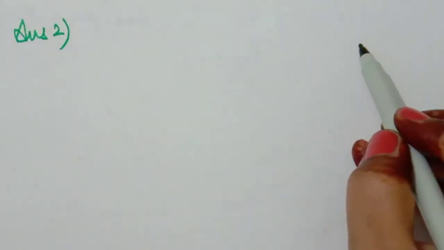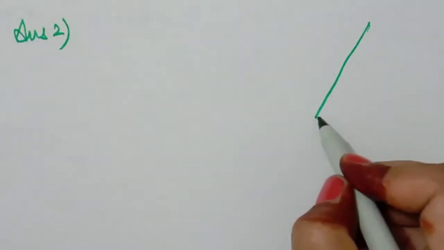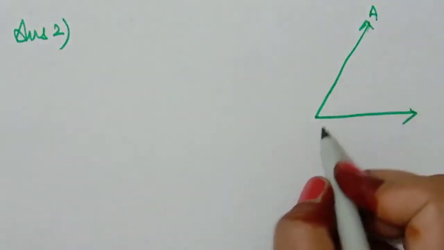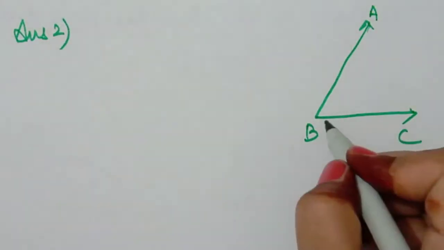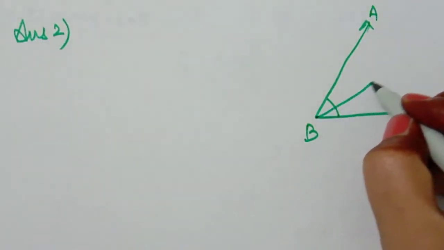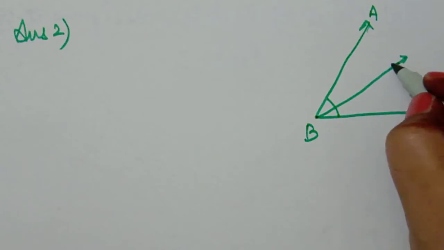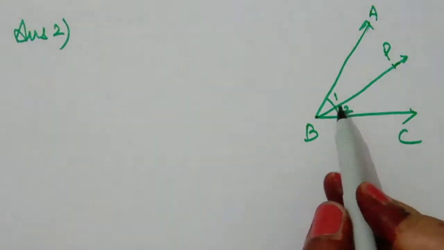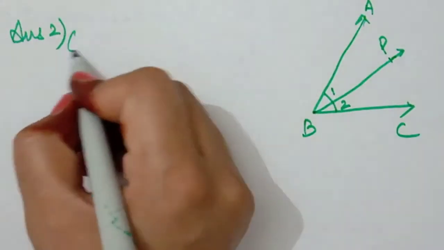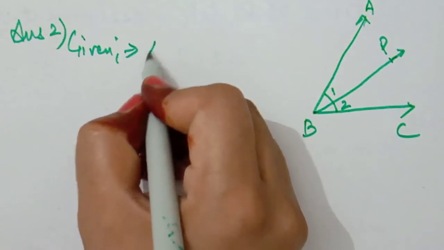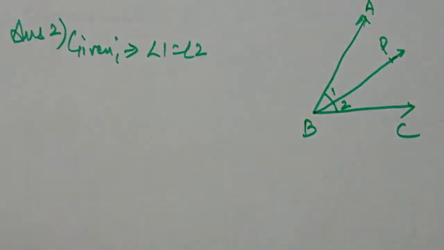So students, first of all we have to draw the diagram. We have angle ABC, and P is any point on the bisector of the angle. This is the bisector of angle ABC. It means what is given to us according to this line: if BP is the bisector of angle ABC, angle 1 is equal to angle 2.